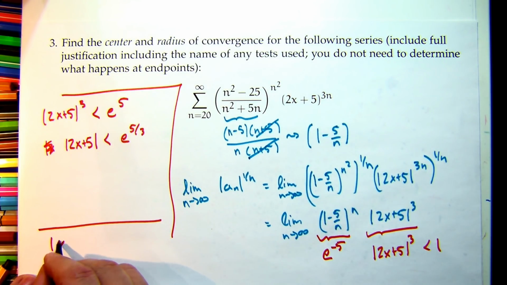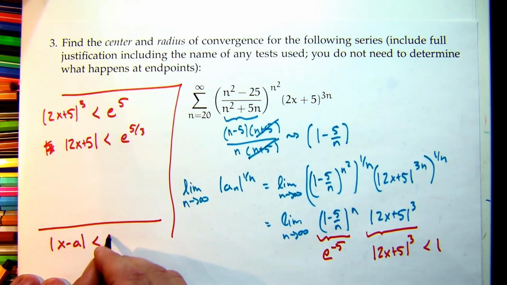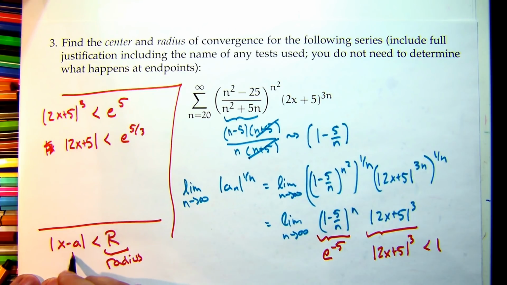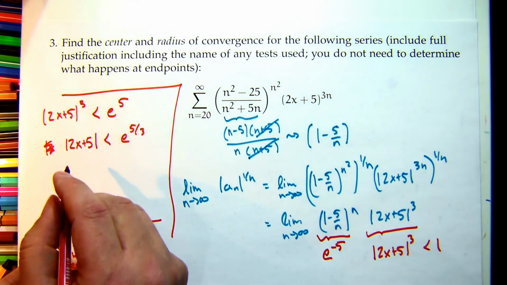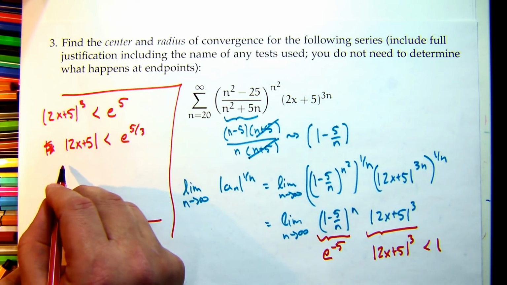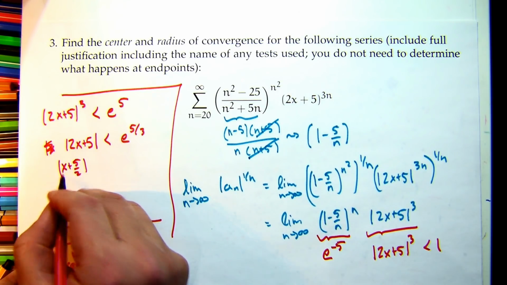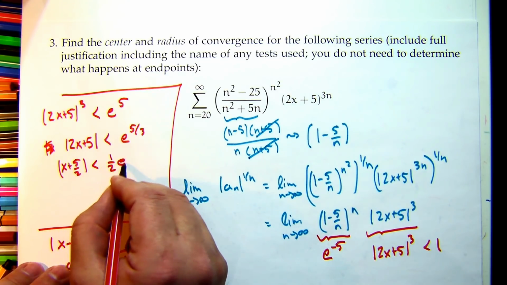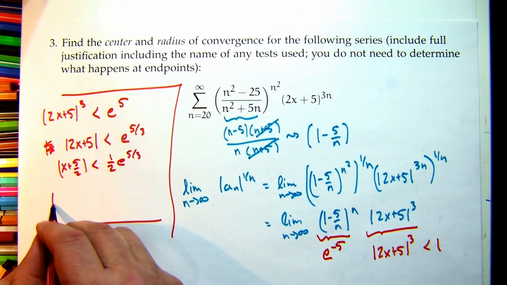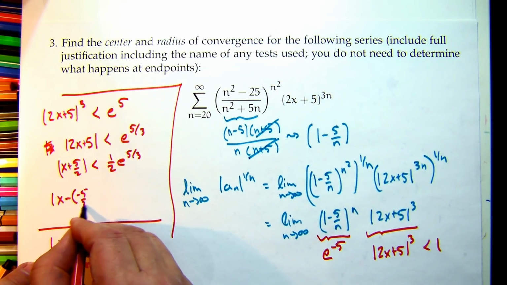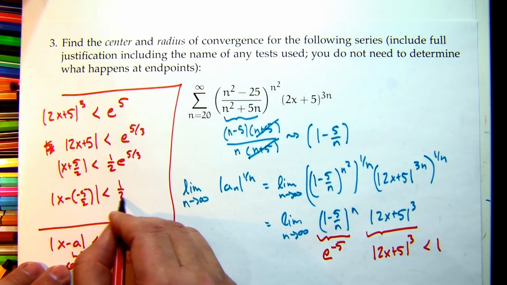I want to get to absolute value of x minus a less than r. This r is the radius. This a is the center. I'm practically there, but what's missing? Or what's there that shouldn't be there? The 2. So divide by 2. And the 2 can come out of the absolute value. So I get x plus 5 halves should be less than 1/2 e to the 5 thirds. Or x minus negative 5 halves should be less than 1/2 e to the 5 thirds.